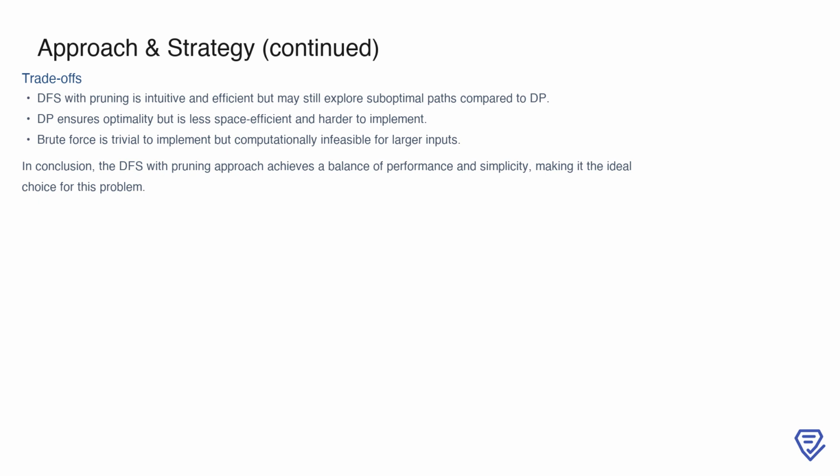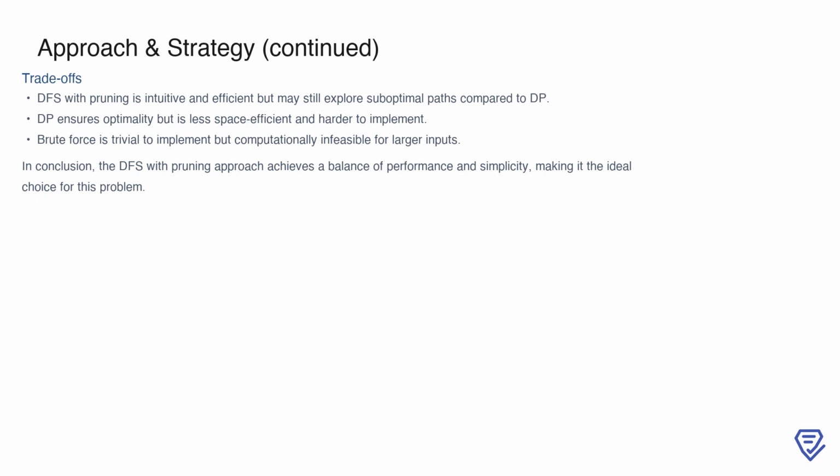The DFS with pruning method is intuitive to implement and efficient for most use cases, though it may still explore some suboptimal paths that a DP approach would avoid. On the other hand, dynamic programming guarantees optimality but at the cost of high memory usage and increased implementation complexity. Brute force, while the simplest to implement, is computationally impractical for all but the smallest graphs. Ultimately, DFS with pruning achieves a balance between performance and simplicity, making it the ideal choice for solving this problem.